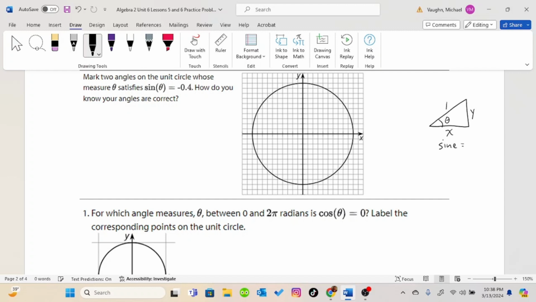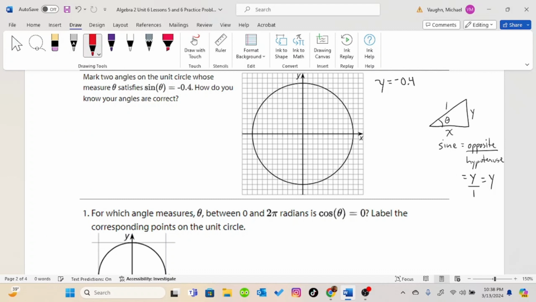Sine equals opposite over hypotenuse. Well, if the opposite side is y and the hypotenuse is 1, then sine equals y. So what we're saying is that y needs to equal negative 0.4.